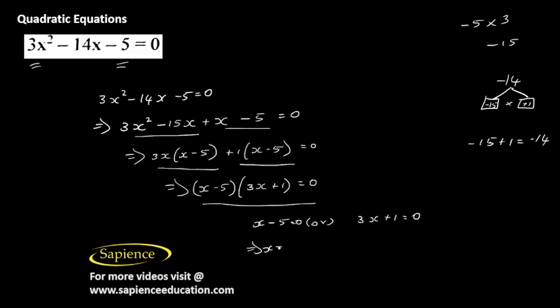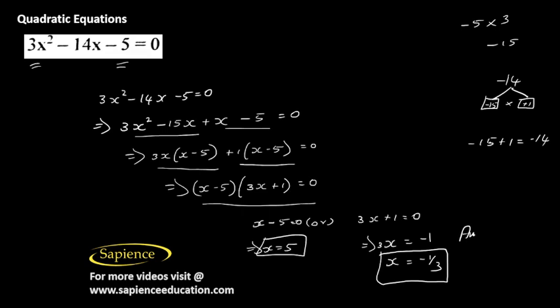And in this case, we will get x is equal to 5. And in this case, we will get 3x is equal to minus 1. So x is equal to minus 1 by 3. So the answer to this question is x equals 5 or minus 1 by 3.